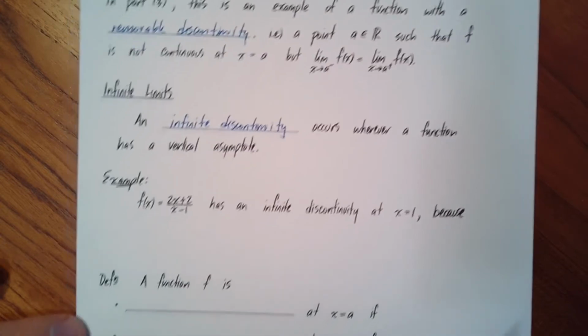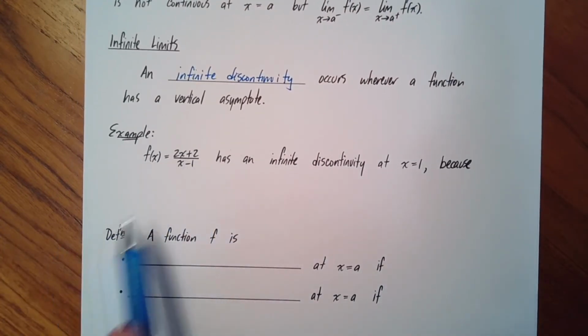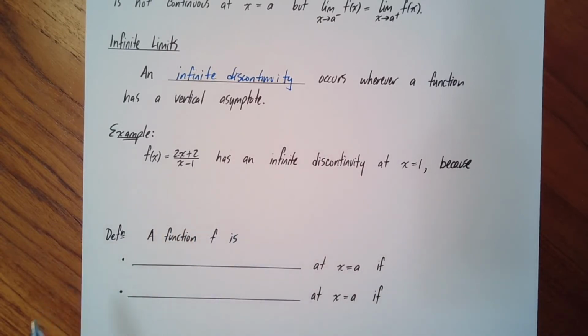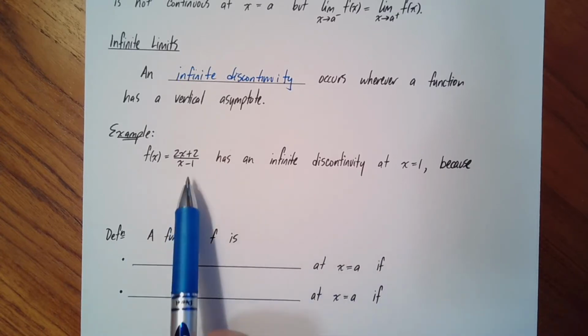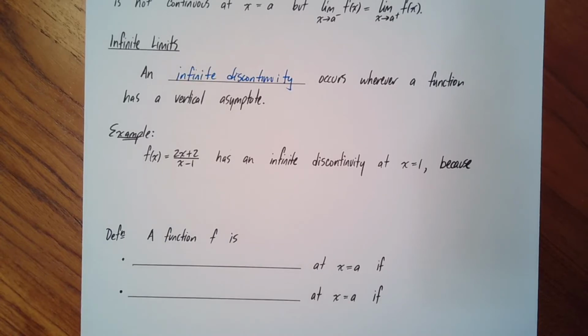Okay, here's an example. The function f of x, which is given by 2x plus 2 over x minus 1, has an infinite discontinuity at the point x equals 1. Because, and then we've left room to justify it down below. Now, some people look at this and say, oh, of course it does, because if I plug in x equals 1, I get 0 on the denominator. That's a really crude, not very formal way to justify this, and it's not very convincing.